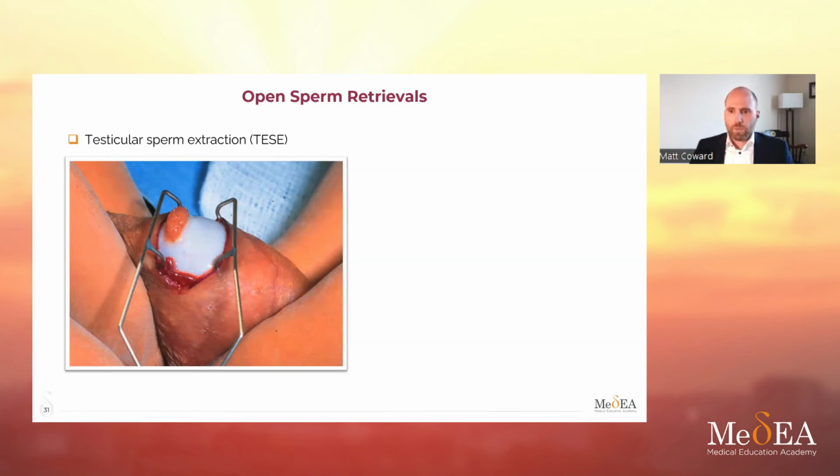The procedure can be done after just general urology training. The sample from a TESE can be sent for both pathology or cryopreservation. So we're able to see tissue architecture with a TESE, which is a nice advantage. The downside is that the recovery is going to be slightly longer than with the percutaneous approaches, although it's still only going to be about 3 to 4 days.